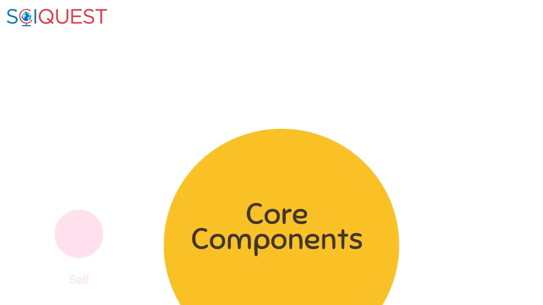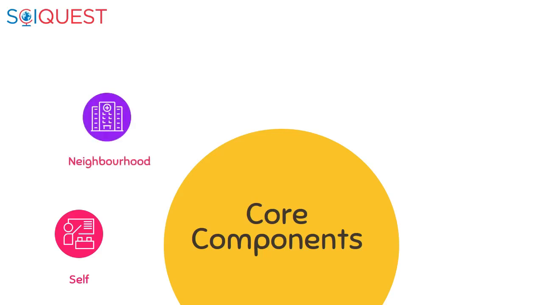First one is self. This includes myself, my body, feelings, senses, and internal system. Then comes the neighborhood. This includes home, school, places in neighborhood, transport, and community helpers. Next is food kingdom. This includes plants, fruits, vegetables, and how food originates.